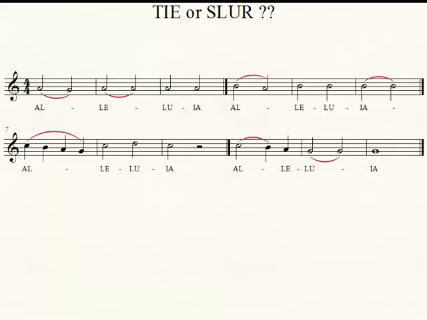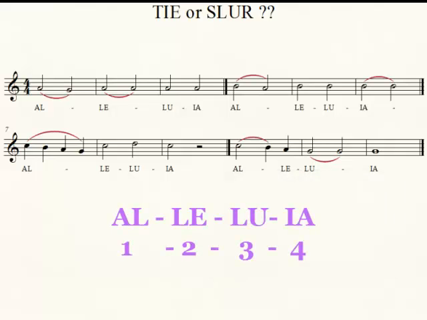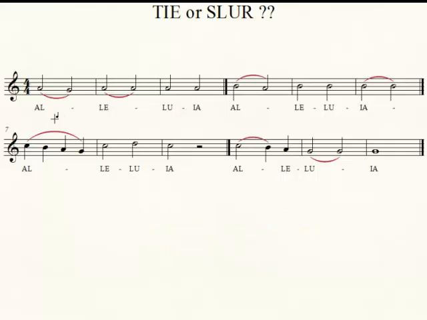Let's take a real example with the word Alleluia. There are 4 syllables in that word, and we have 4 examples here. It would be easy for you to identify that the first slur is a slur. Those 2 notes are not the same. The second is a tie. Continuing on the first line, the first is the slur, and the second is a tie.